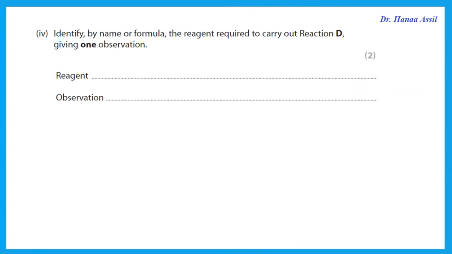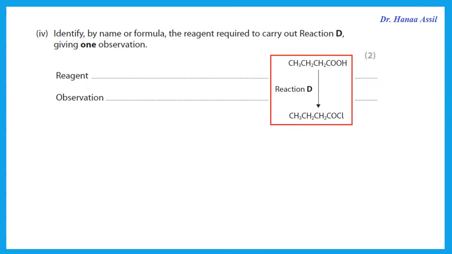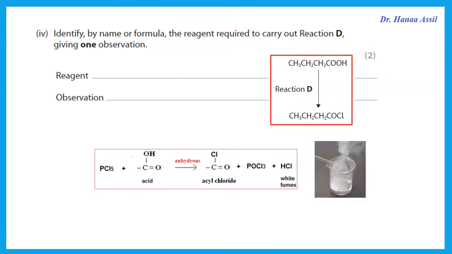Identify by name or formula the reagent required to carry out reaction D. Where was reaction D? This was changing the acid to an acyl chloride. So we're reacting the acid with what? With PCl5, and this gives HCl gas in the form of white, steamy fumes. So the reagent is phosphorus pentachloride, and the observation is steamy fumes of hydrogen chloride gas.